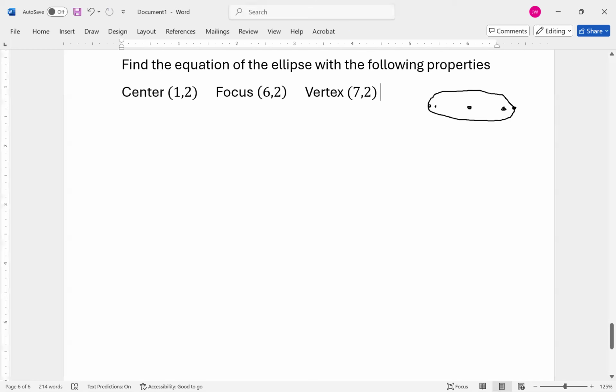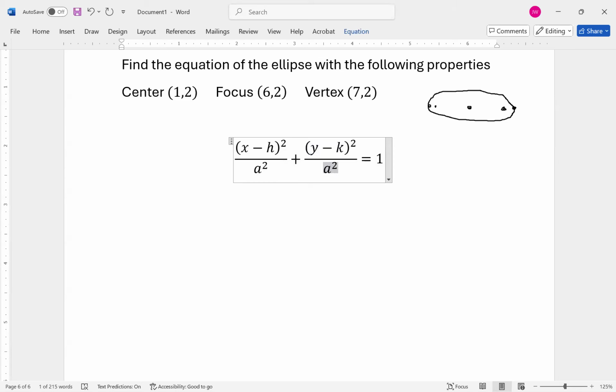So that means the equation I'm going to get is not the reverse, but rather I'm going to switch up from our last example, and the bigger number has to be underneath the x. The smaller number has to be underneath the y. Now the center obviously is given to me. The center is 1, 2. That gives me the h and the k.